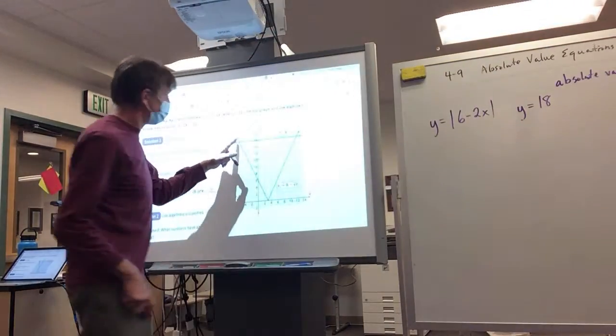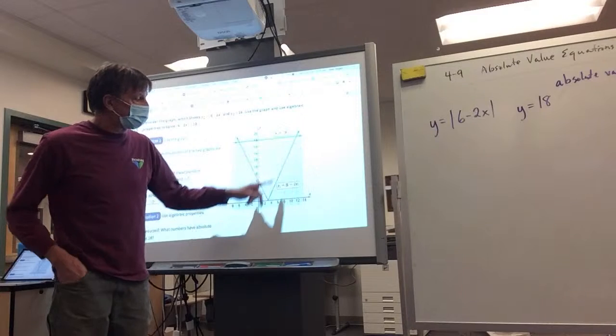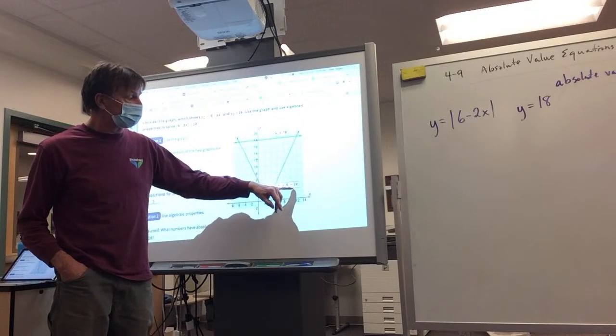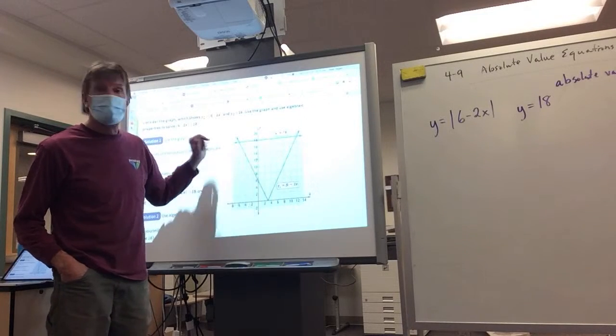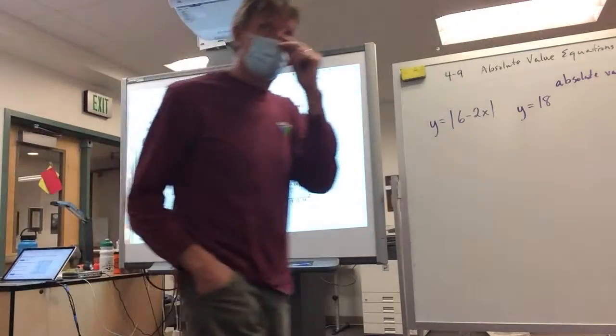So if you put this on your graphing calculator, if you put the absolute value of 6 minus 2x, this is what you would get. Why don't you do that? Put that into your graphing calculator.